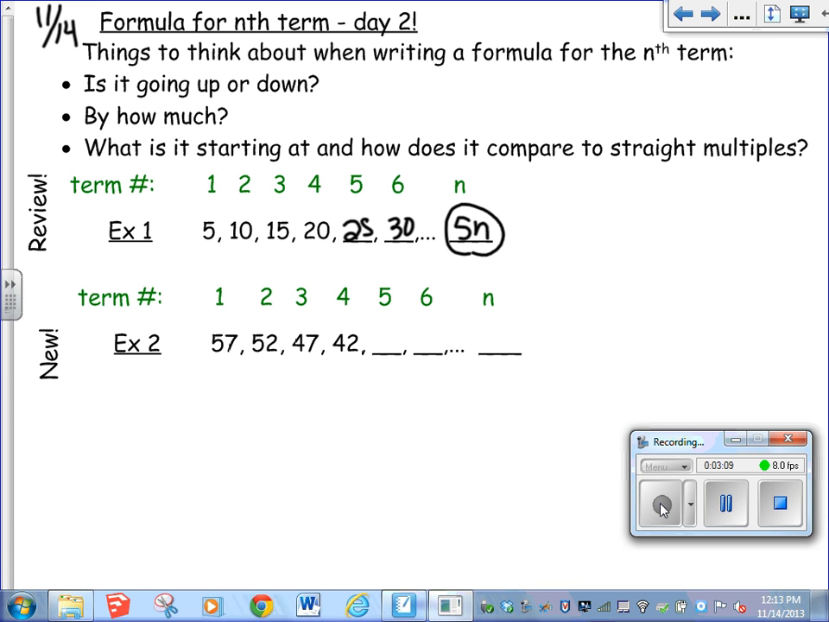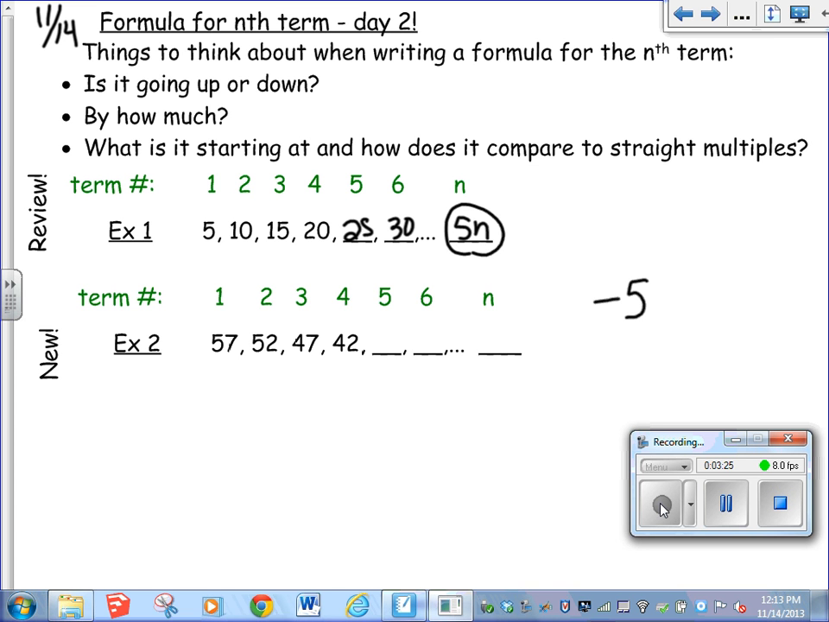By 5. It's going down by 5 more each time. All right, that's going to impact the formula. But I don't want to just tell you what to do. I want to see if any of you guys can figure it out.